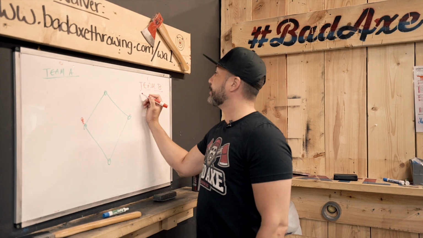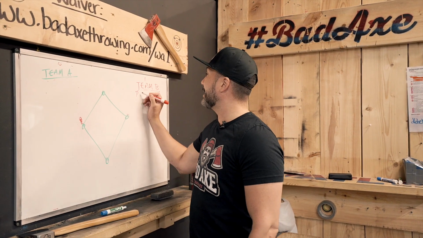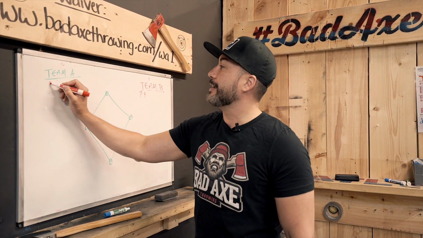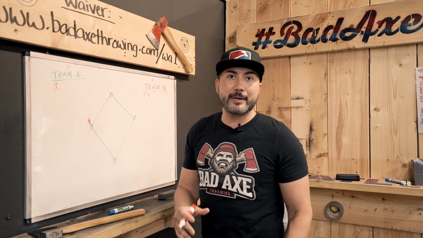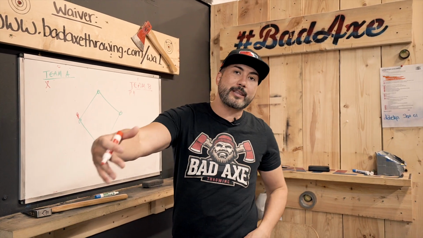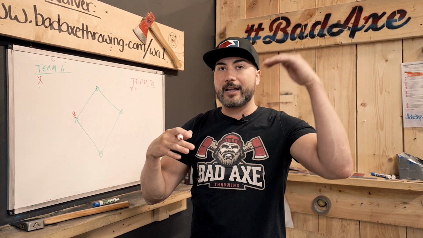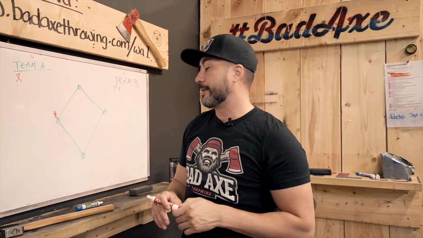Now team B is pitching. So we're pitching now and we get a 4. They get a 3. That means they are out, because us as pitchers, we're trying to strike them out. And I struck them out by getting the higher point value.